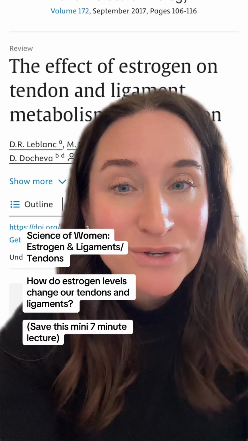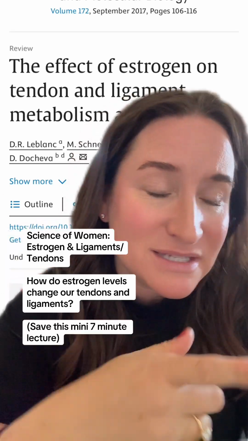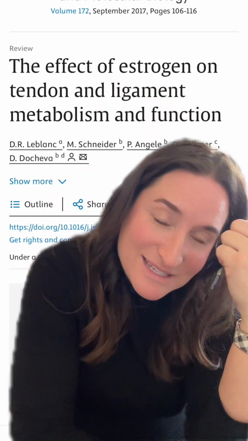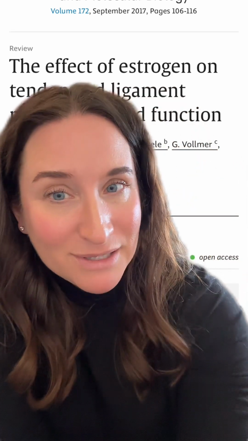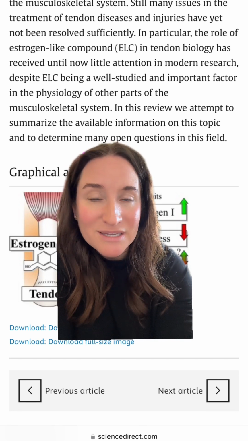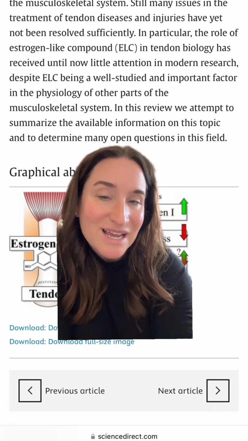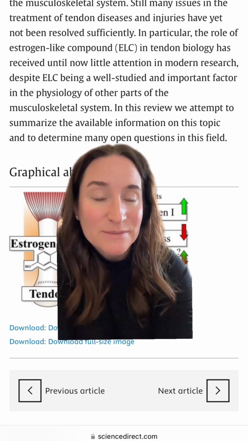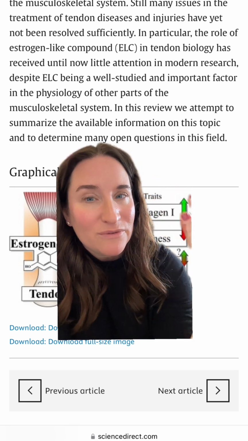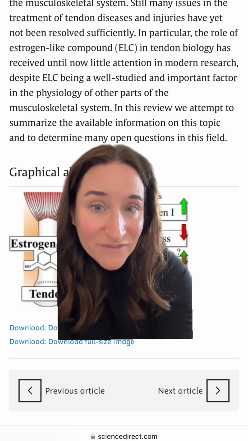Estrogen affects how your tendons heal and remodel, and this is why your tendonitis is happening when you're postpartum or perimenopausal, because estrogen affects how your tendons and ligaments remodel and their metabolism. And what surprises no one is that there has been little research on estrogen and how it affects the tendons, but this particular article is going to review and summarize the information that is available.